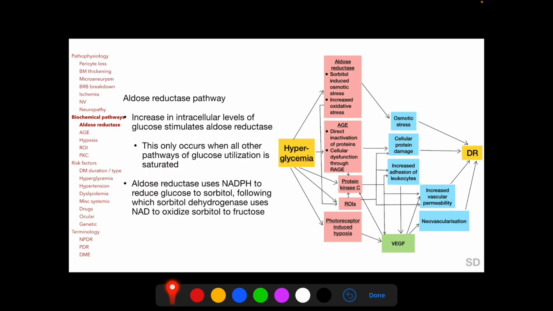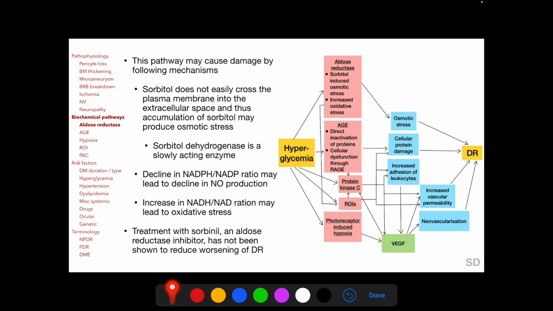Aldose reductase then reduces glucose to sorbitol, following which sorbitol dehydrogenase oxidizes sorbitol to fructose. Sorbitol dehydrogenase is a slowly acting enzyme, so sorbitol accumulates within the cell. The aldose reductase pathway may cause damage by the following mechanisms.